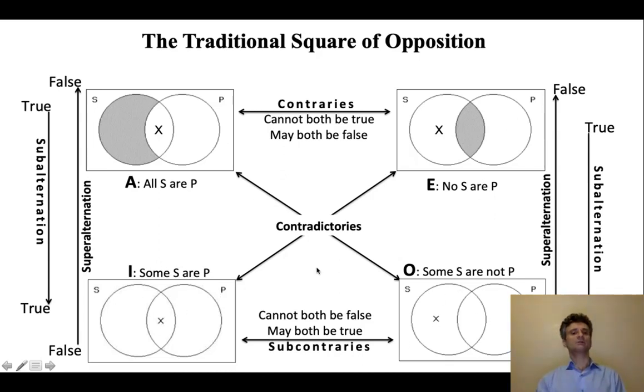Now, those X's, you cannot take them away. You can't, because form I and form O make particular statements. They say that some. And so they require the X in order to make that statement. Without the X's, they could not say some S are P and some S are not P. Okay? So you can't take those away.